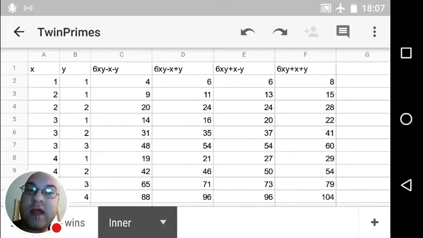17 and 19 are both prime. But then we have 4 here, but we don't see 5. So 5 times 6, well, that's 30. 29 and 31 are both prime. So we can see that everywhere that the twin primes are, there are holes in this enumeration process.